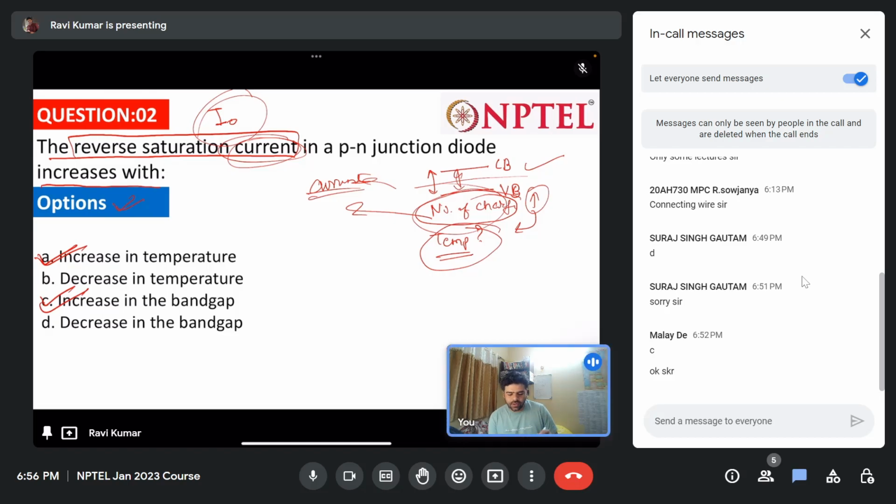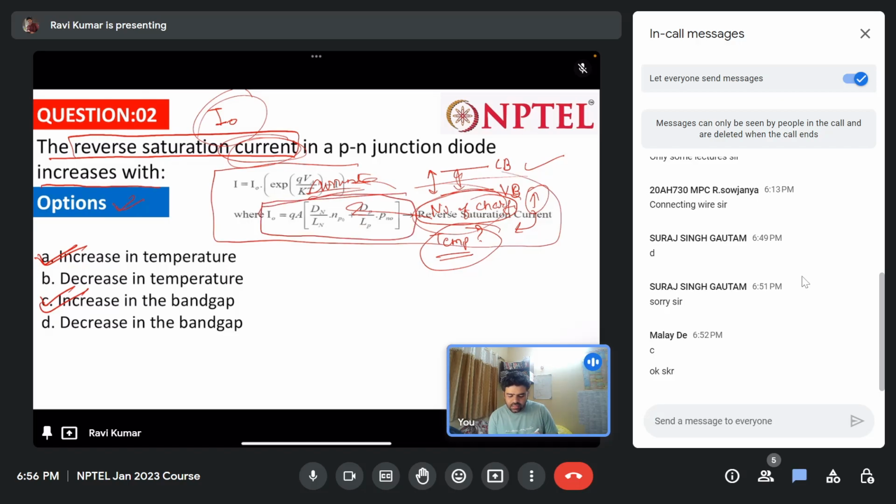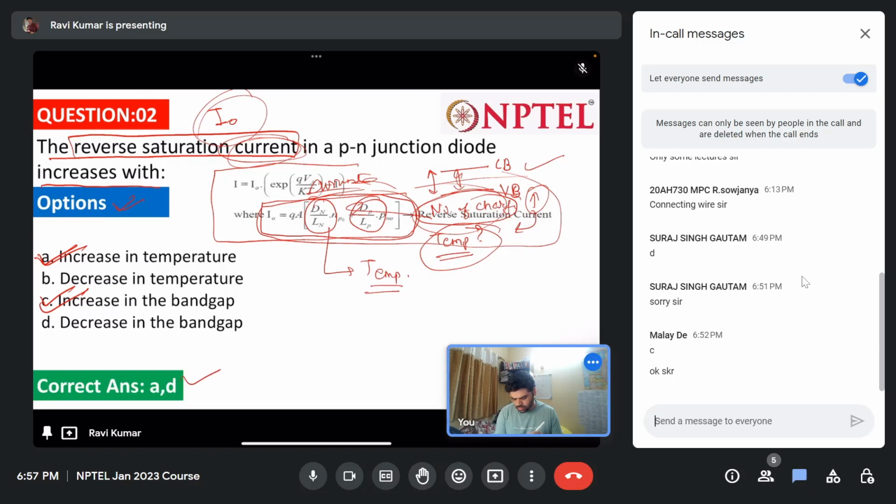And one more way you can see, this is the equation where these minority charge carriers are represented by this, and here we have charge carrier density which depends on temperature. So directly we can say from this also. So what I told you, decrease in band gap, sorry, yes, decrease in band gap, I told. Yes, sir. So decrease in band gap will increase the current. So D is here, A and D.